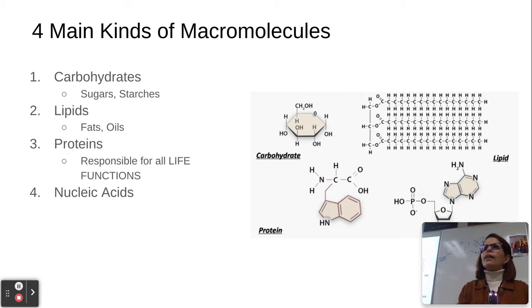And then the last category are the nucleic acids. And what are we talking about with nucleic acids? DNA and RNA. And again, we had an entire unit on that. So we just touch on it today. We don't go into a whole lot of detail on that.